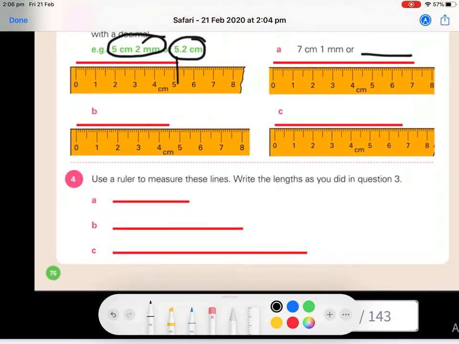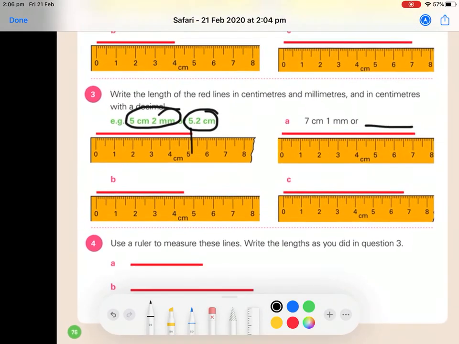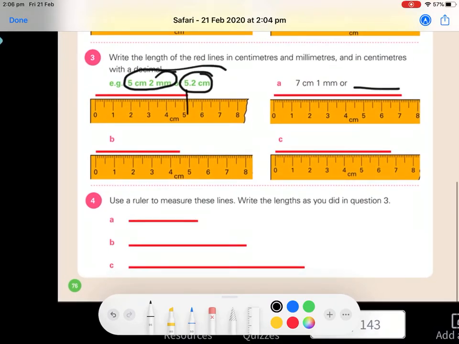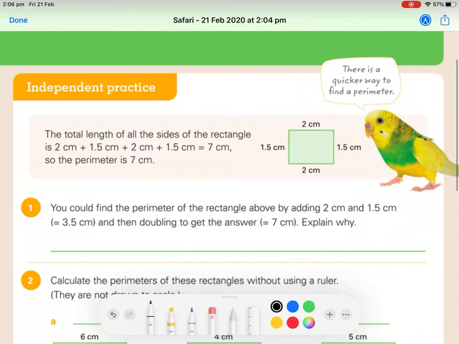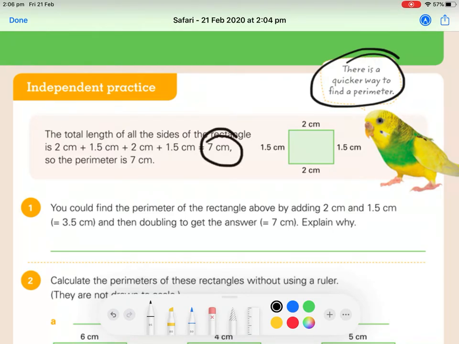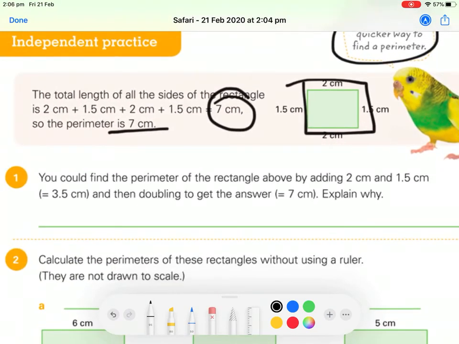Use a ruler to measure these lines. Write the length as you did in question 3. So in question 3 it asks us to do both ways when we're writing it. Moving over here to our independent practice, it says there is a quicker way to find a perimeter. The total length of all of these sides of a rectangle is 2 centimetres by 1.5 by 2 centimetres by 1.5, which gives us 7 centimetres. So the perimeter is 7 centimetres, so all the way around is what the perimeter is.